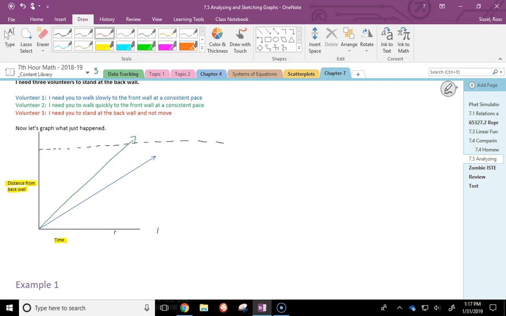Alright. Now, how would I graph his? It would be a straight line. A straight line where? On the bottom, on the x-axis. His distance didn't go anywhere.